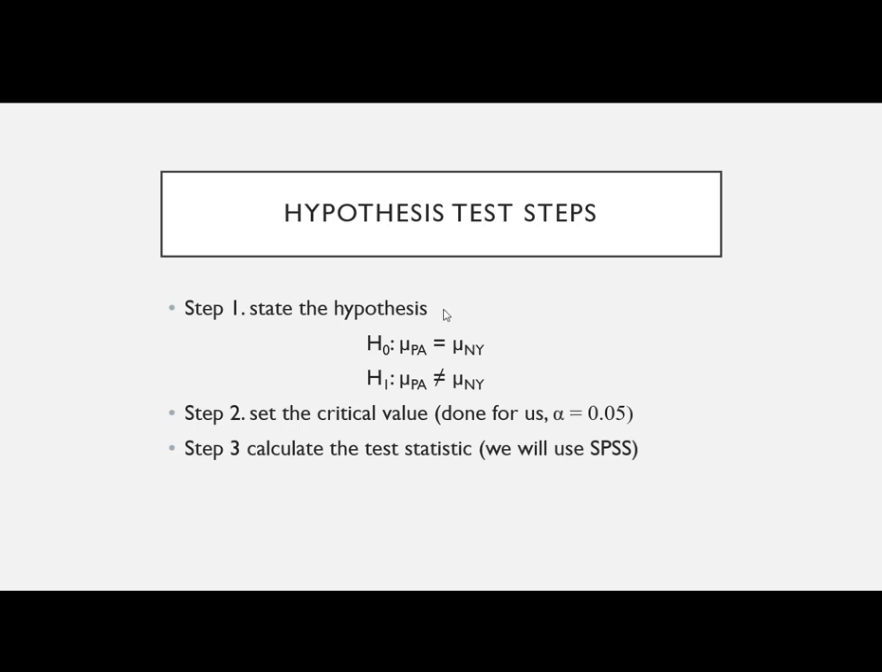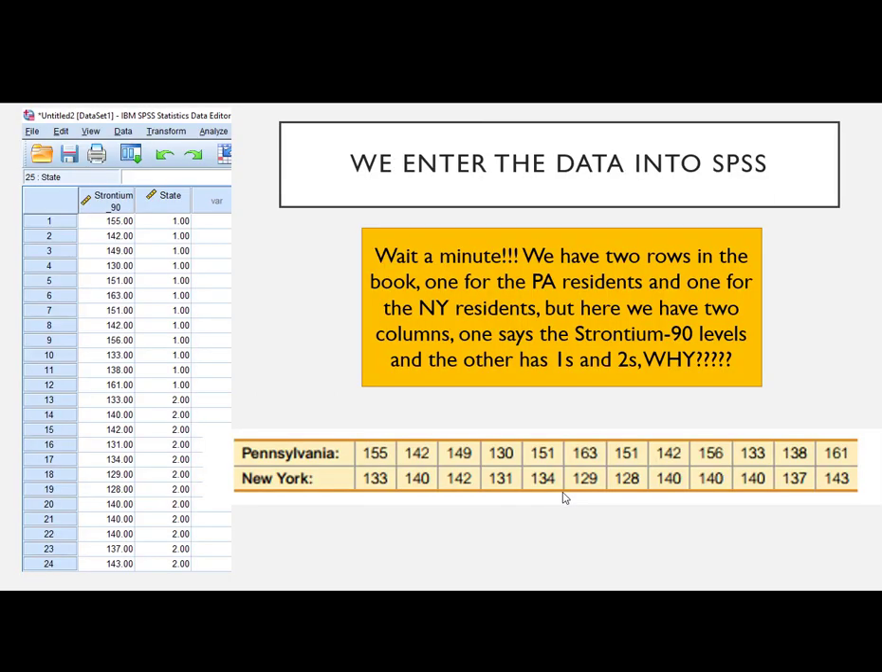Okay, so we're going to do our hypothesis test steps. Number one is to state the hypothesis. The null hypothesis is that the mean of Pennsylvania is equal to the mean of New York for levels of strontium-90 in baby teeth for people born after 1979. The alternate is that they are not the same, so this is a two-tailed test. Set the critical value. This is done for us. It's always 0.05. Not always, but for the purposes of this class, we're going to use 0.05. Then we're going to calculate the test statistic. We're going to use SPSS, and then we'll make our decision.